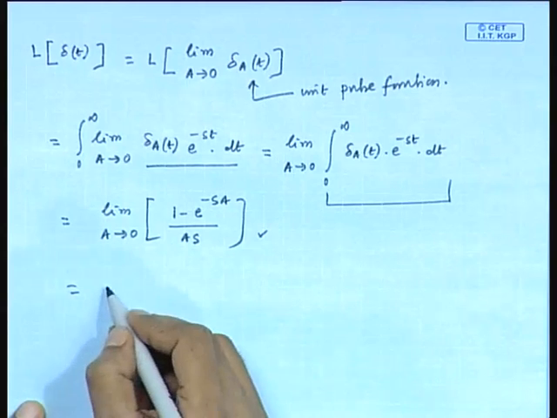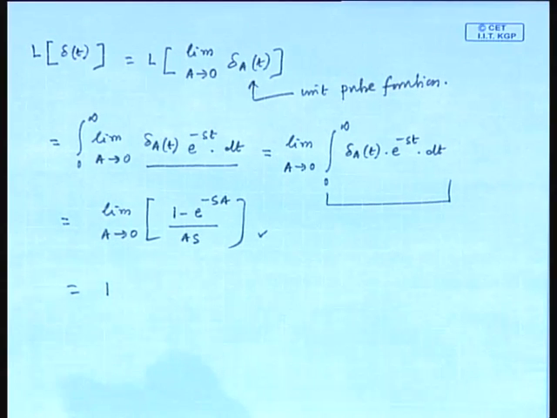It is 1, by the use of L'Hospital's rule. So this is the Laplace transform of the unit impulse function. Can you give any example of this unit impulse function? We can continue the same example. Say we have one steam valve. Can we give an example of this impulse function?